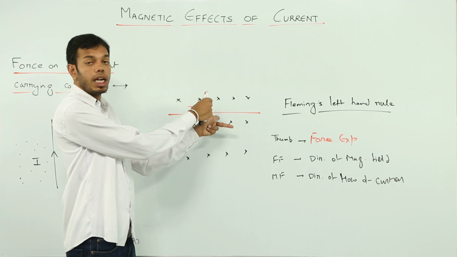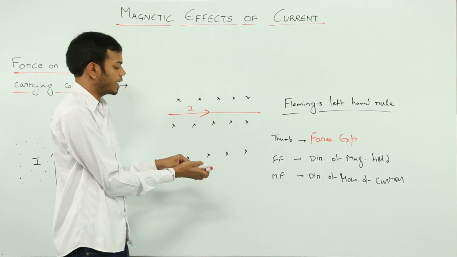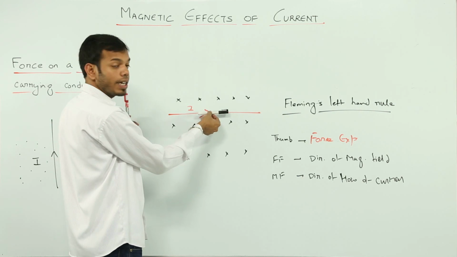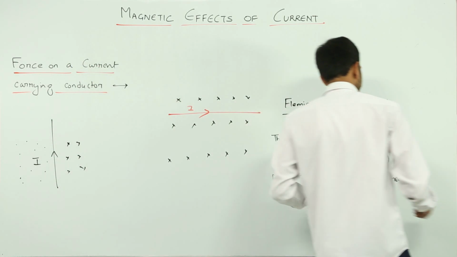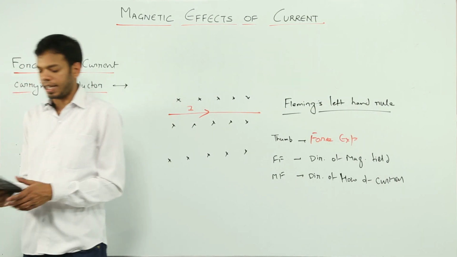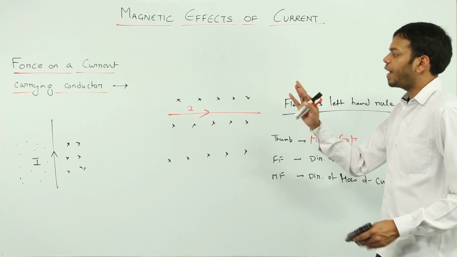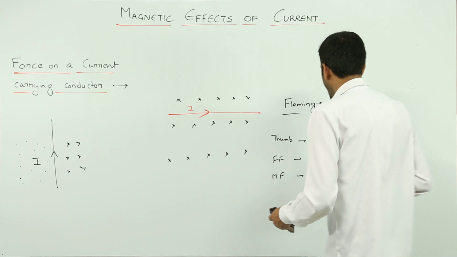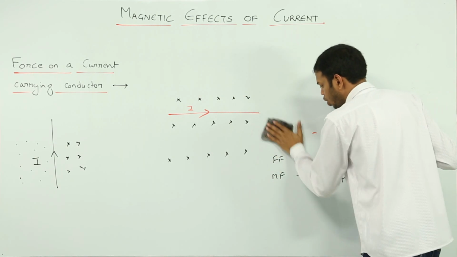So the thumb is giving me the direction of force, that is, this conductor is going to experience a force in the upward direction. So if this would have been my conductor, it would have moved up. Simple. So this is the phenomenon of force experienced by a current carrying conductor, or force experienced by a conductor when it is placed in a magnetic field. Now we very well use the same phenomenon and make it work for our benefit in terms of an electric motor.